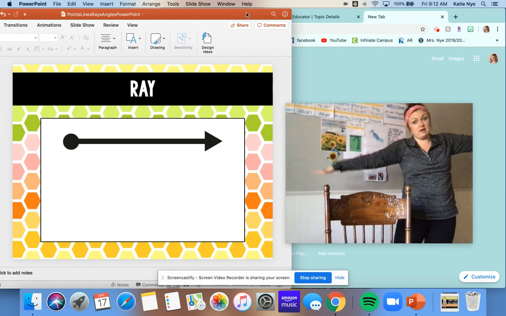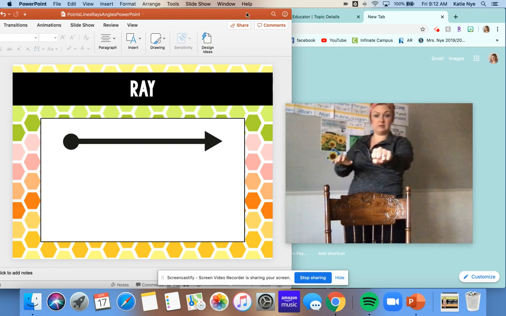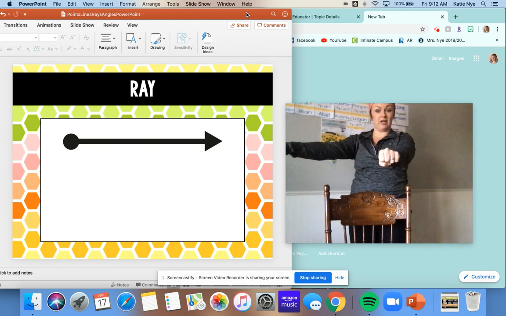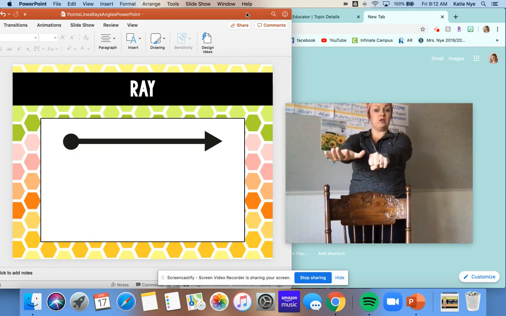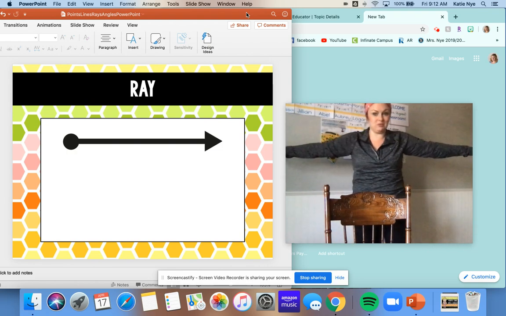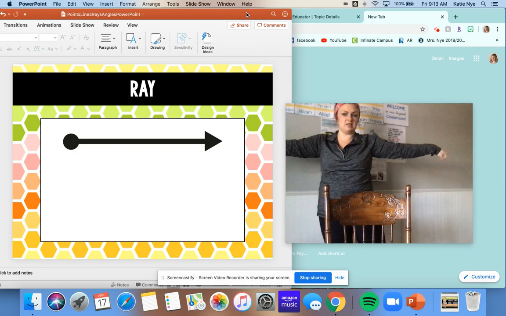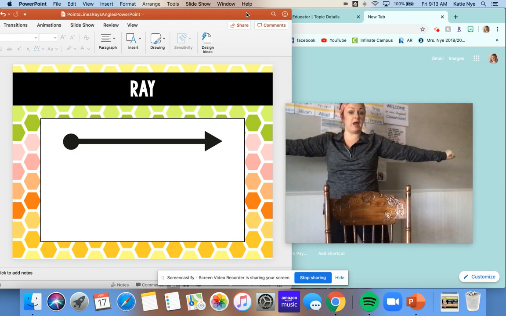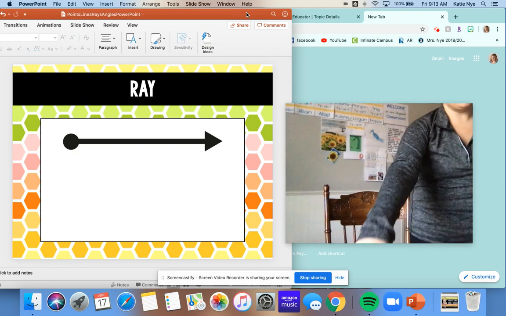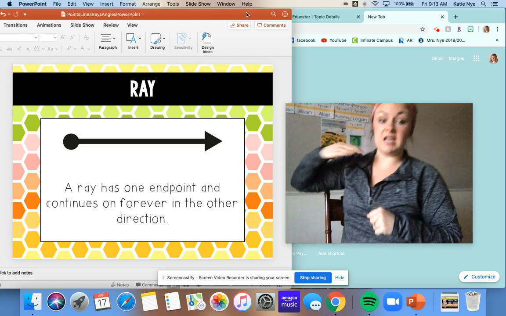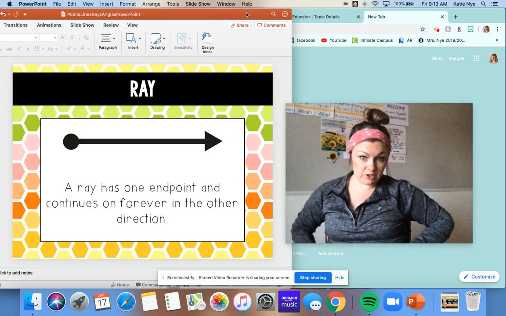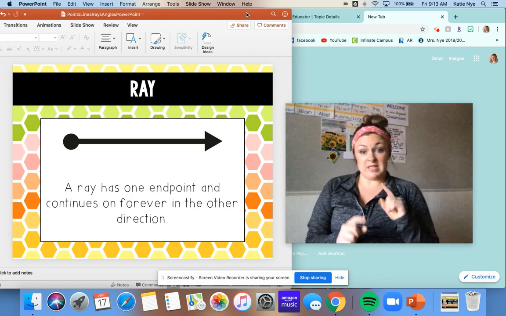So my ray has one endpoint and one hand open. It doesn't matter which way you do it. They're open like this. You just can't see them all on here. So I have an open end over here, and then I have a closed end over here. This is a ray. So a ray has one endpoint and then goes on and on forever in the other direction.